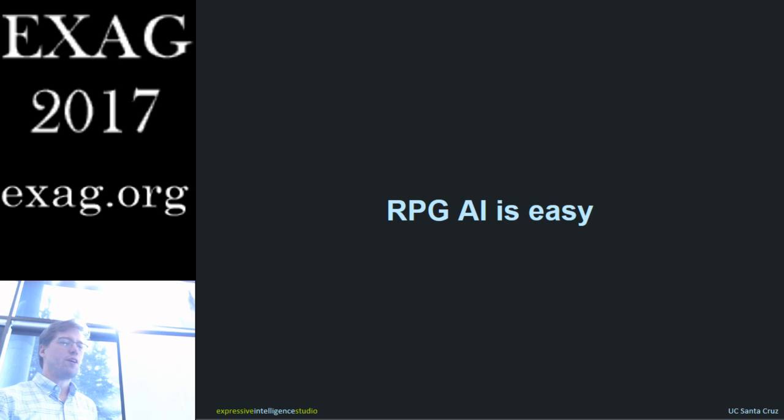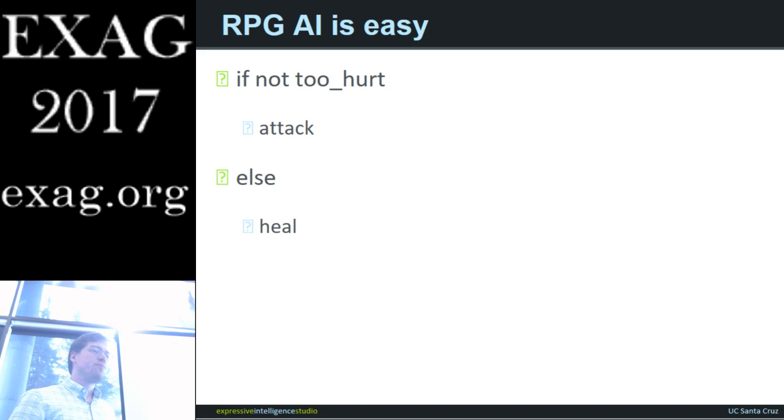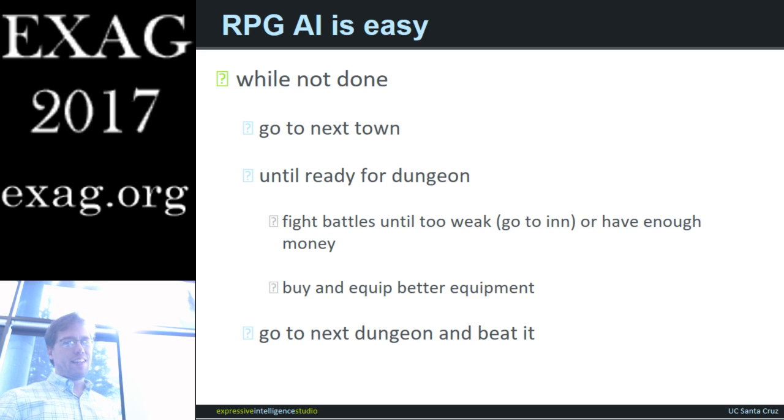So from some perspective, RPG AI is pretty simple, right? Like in combat, if you have enough HP, attack, and if you don't have enough HP, heal. At a larger level, it's like I'm not done with the game yet, so I should go to the next town and then get stronger until I'm ready for the next dungeon. And if I need to heal up, I can go to the inn in the town and then come back out, and until I get better equipment so that I get stronger, and then I can go to the next dungeon and then beat it.